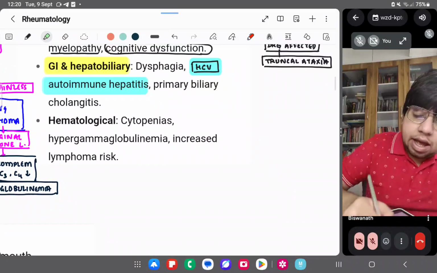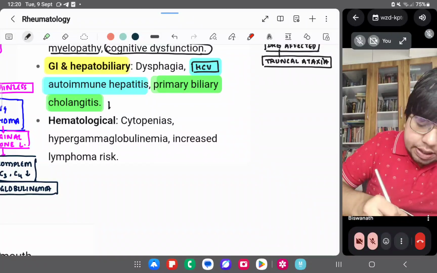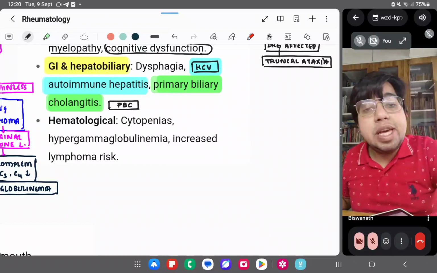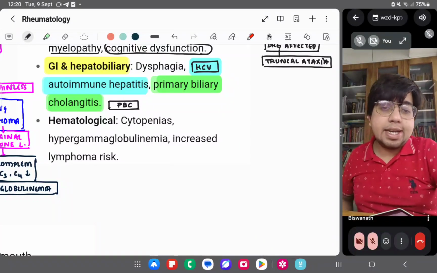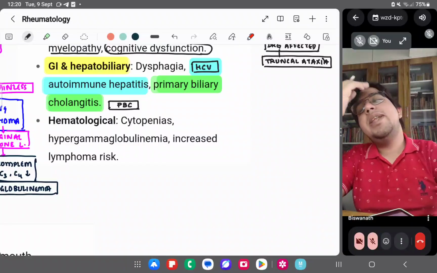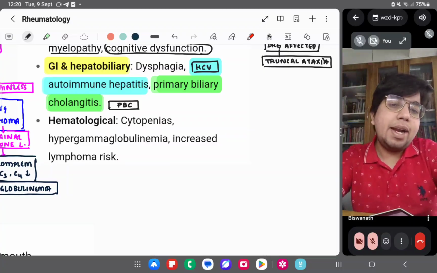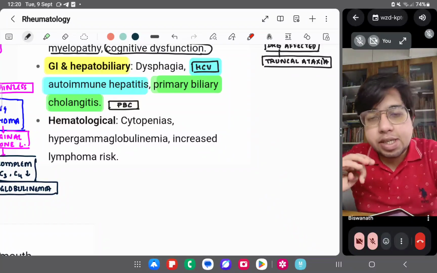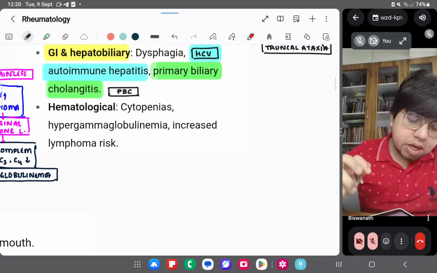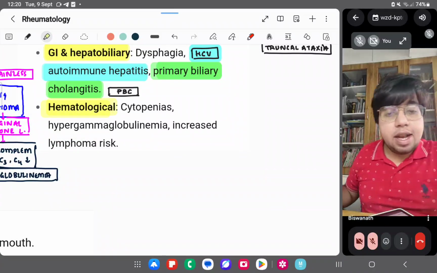What is PBC? Primary biliary cholangitis. That is PBC. And we have PSC also, primary sclerosing cholangitis. Okay, we'll see that in other disorders, right? Primary biliary cholangitis is basically a destruction of the intrahepatic bile duct. Okay, it is also an autoimmune condition. That is the thing.